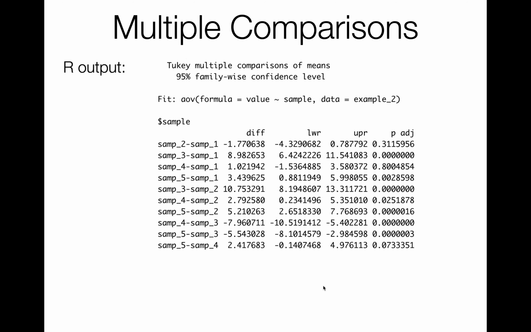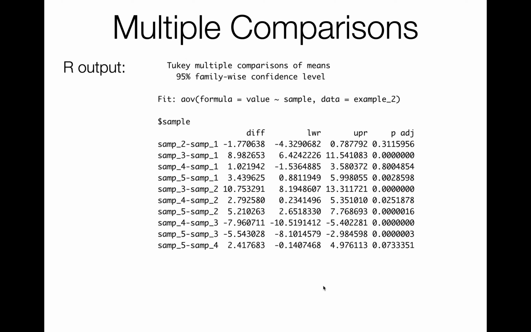Okay, and so you'll see there are 1, 2, 3, 4, 5, 6, 7, 8, 9, 10. Okay, so out of the 5 samples, or the 5 different groups, we come up with 10 different pairwise comparisons. Okay, so you'll see these Tukey multiple comparisons of means for 95% family-wise confidence level. So you see that is confidence interval speak there, okay?